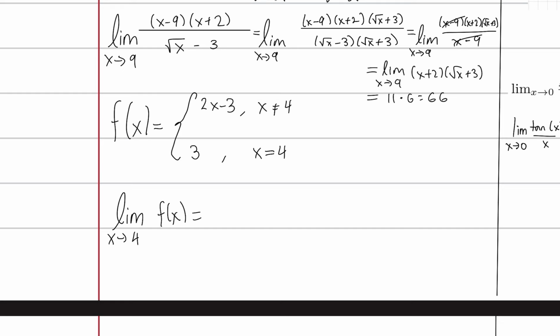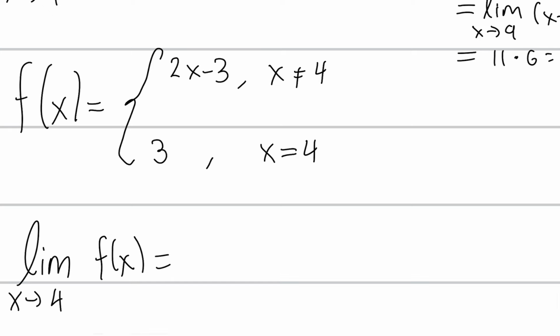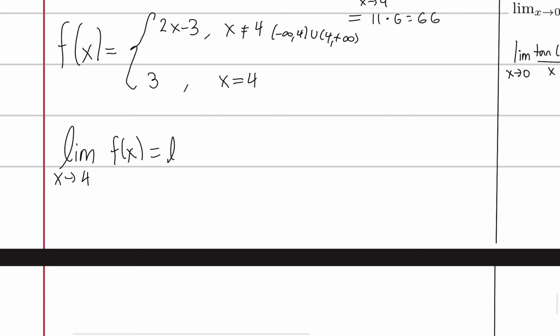So the limit from the left of 4 is actually going to be the same as from the right of 4. This function doesn't make a distinction. All it says is that x is not equal to 4, which is negative infinity to 4 union 4 to positive infinity. This treats the left and the right as the same, so we can just say that this is going to be our limit, right?